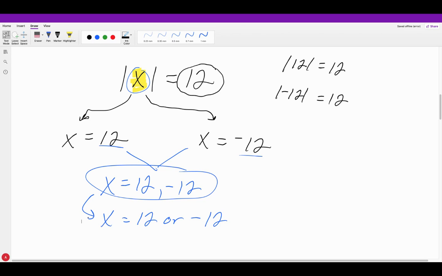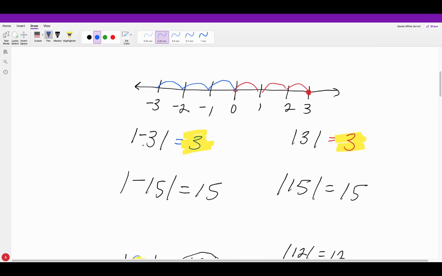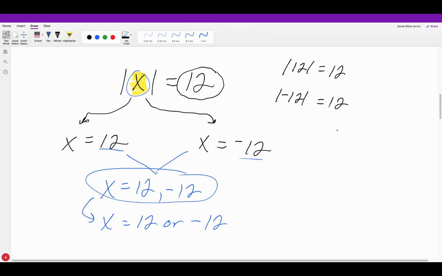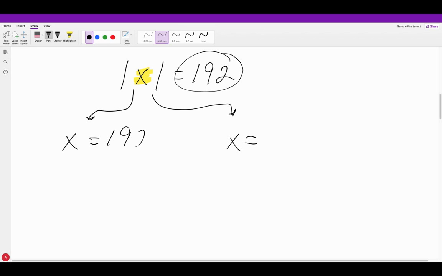When you're solving this, like we showed before, we are going to get two answers. Negative 3 gives us a positive 3 as our answer, and positive 3 also gives us positive 3. We need to use that same logic and thought process as we're going through these questions. For this problem, the absolute value of x is equal to 192. Once again, I need to look at what's on my inside. I'm going to create two equations: x is equal to 192, and then I take the negative of it, so x is equal to negative 192.